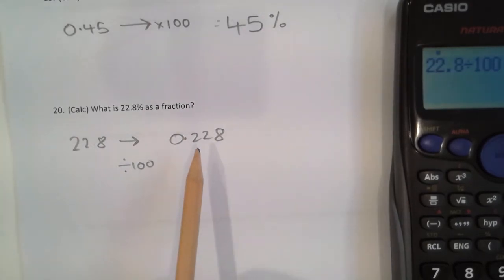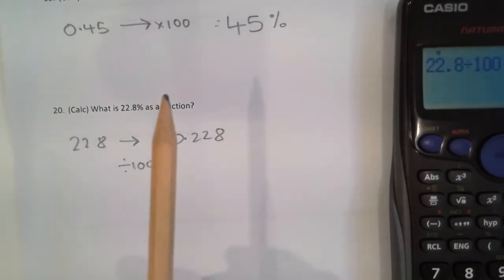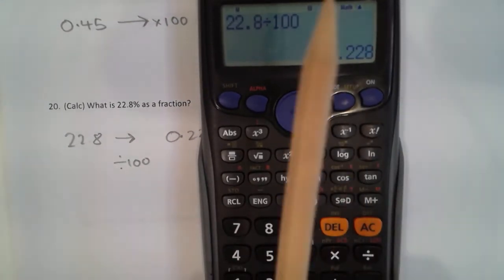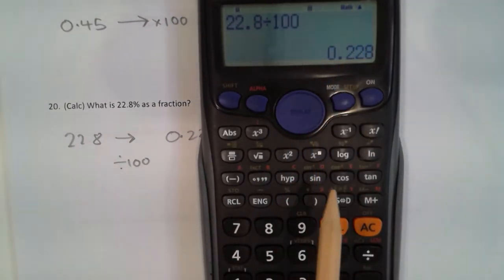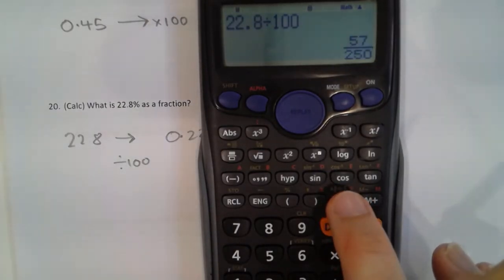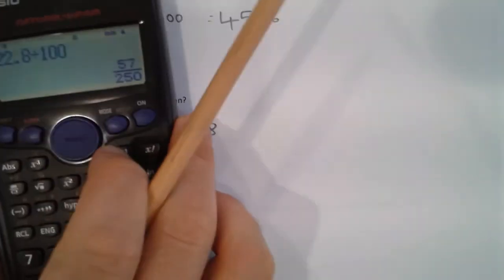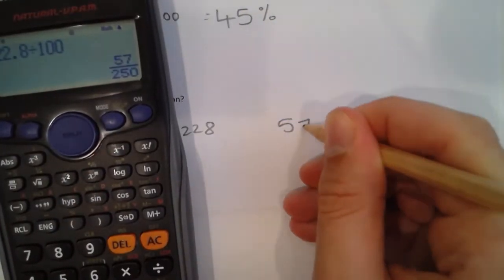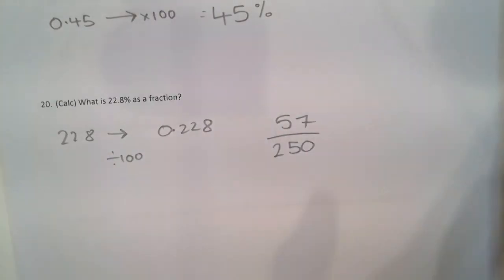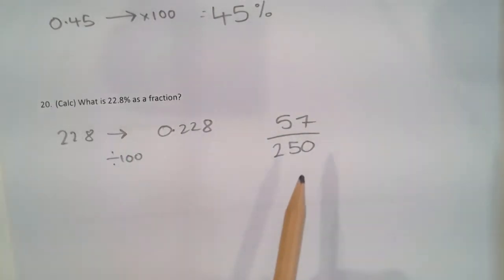So now we need to convert decimal to fraction. To convert a decimal to a fraction, so you can see my numbers on the screen. You press my favourite button on the calculator, which is now your favourite button on the calculator. You press that, look at that, there you go. So the answer is 57 out of 250. So we've converted percentage to a fraction.